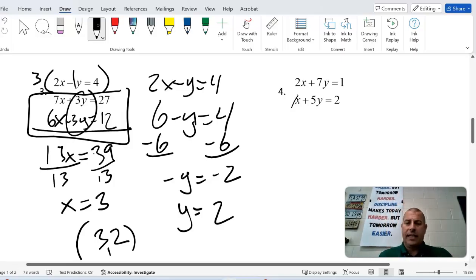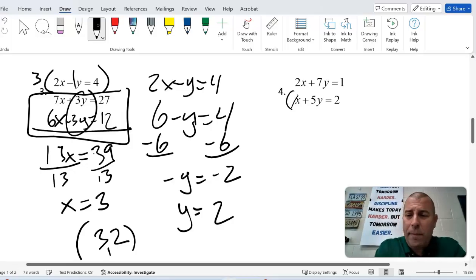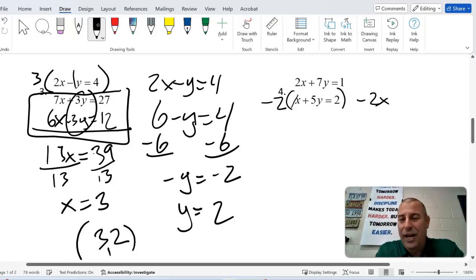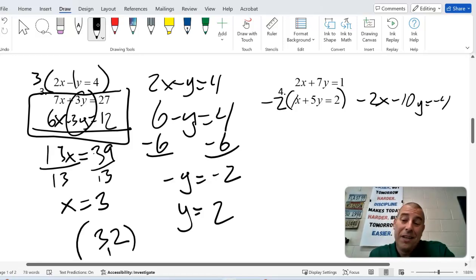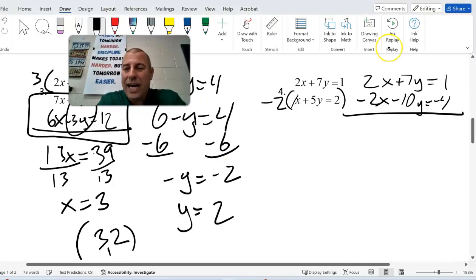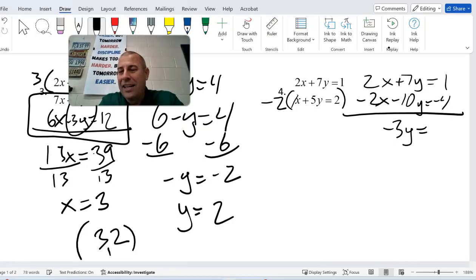So what you're typically going to end up seeing here is, let's just not multiply everyone by a 2. Let's multiply everyone by a negative 2. So that gives me a negative 2x, a minus 10y, and a negative 4. So I'm just going to drag it over. There's my 2x plus my 7y, and then equals my 1. Now we are ready again to do our elimination. Because when I add, night-night, the x's are gone. Hey, I get a negative 3y. I get a negative 3.